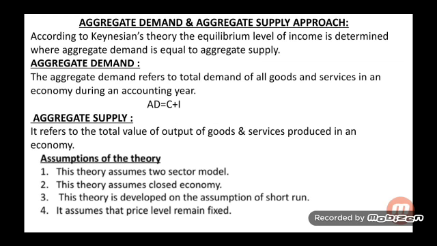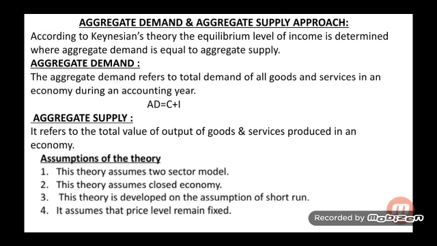Okay, in my previous video when I explained aggregate demand, that is C plus I plus G plus NX, but here I have taken only C plus I because Keynesian has taken an assumption of the two-sector model and it is a closed economy also. Next is aggregate supply. It refers to the total value of output of goods and services produced in an economy. That is how much the goods and services are produced in an economy during an accounting year.